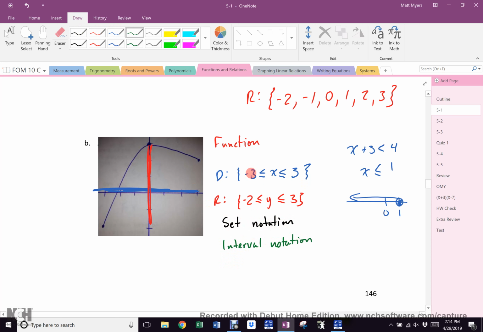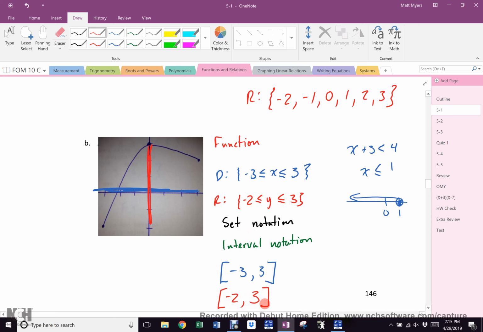It's still the same. It's still the lowest one, -3. Then you put a comma to the highest one. But you use different kinds of brackets. This 3 is included, so I put a square bracket. This 3 is included, so I put a square bracket. Everybody with me? So what then would the range be? Square bracket, because the -2 is included, -2, comma, then what? 3 with a square bracket.